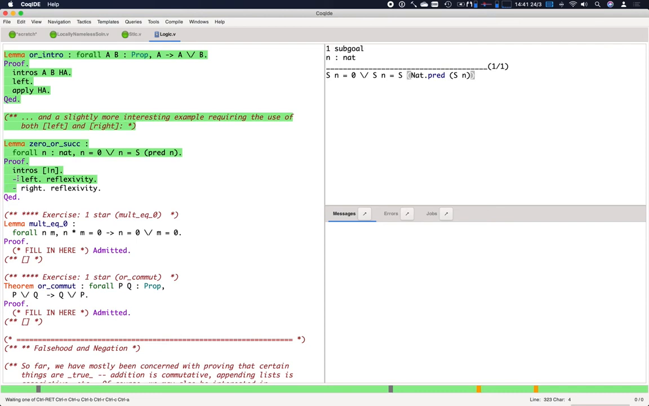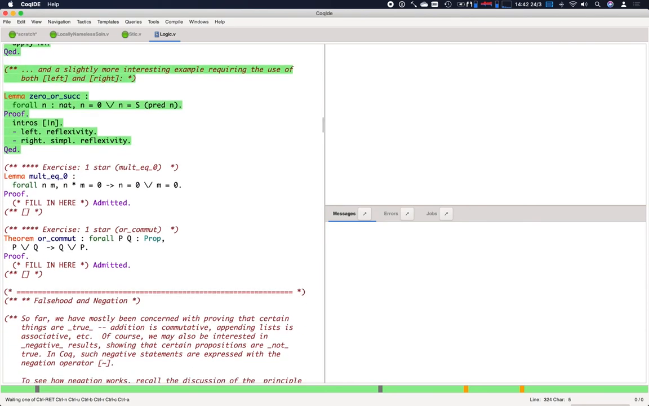In the non-zero case, where we've got s of n, we're not going to be able to prove the left-hand side here, s of n equals 0, right? Because that can never be true. So we have to go right if we're going to get anywhere. And if we think about what's happening here, we're taking the predecessor of s of n, which is just n. So we've got s of n equals s of n. So I can do the simplification there, just to make it a bit more obvious what's happening.